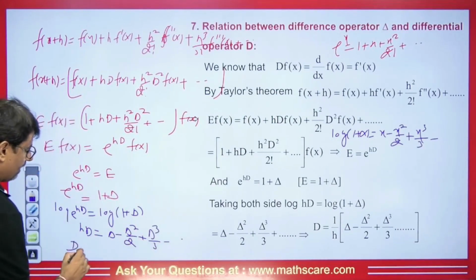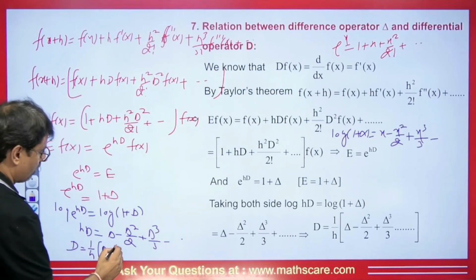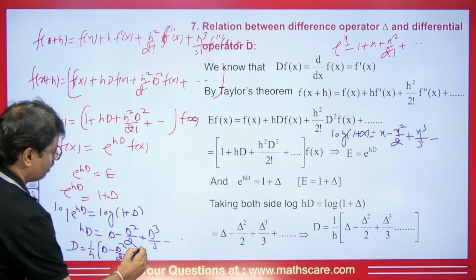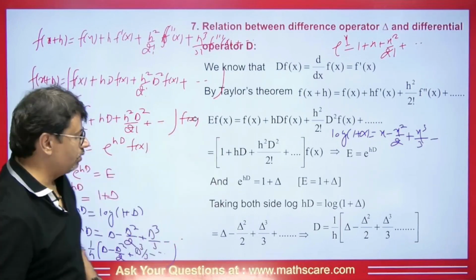Students, dividing by h, hD is equal to del minus del square upon 2 plus del cube upon 3, so D is equal to 1 upon h times del minus del square upon 2 plus del cube upon 3 minus and so on. So sometimes this becomes a question in the exam, and we can do it this way.